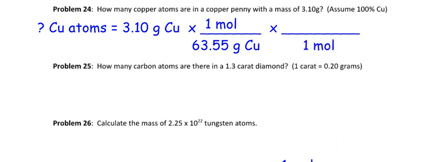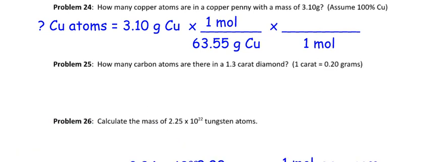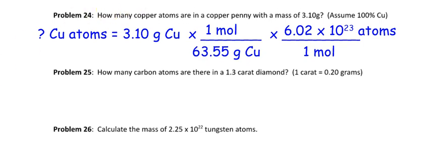And what goes on top? Oops, not that. Not that. Come here. There we go. Found it. 6.02 times 10 to the 23rd atoms. So notice what happens here. We can cancel out grams, we can cancel out moles, and we are left with atoms. And that is what we want.